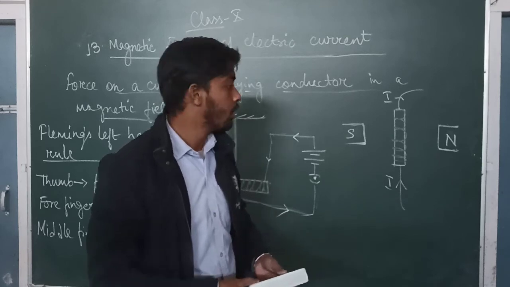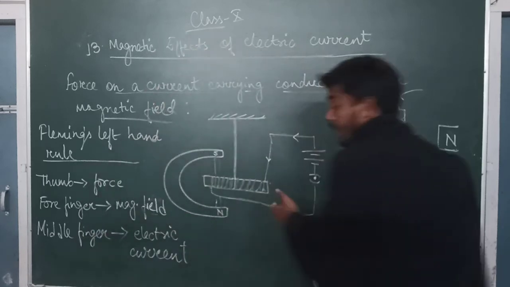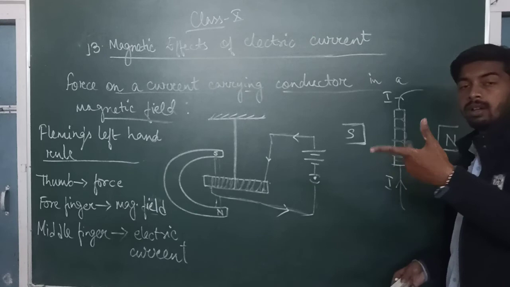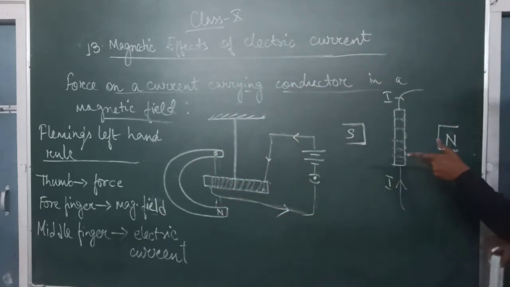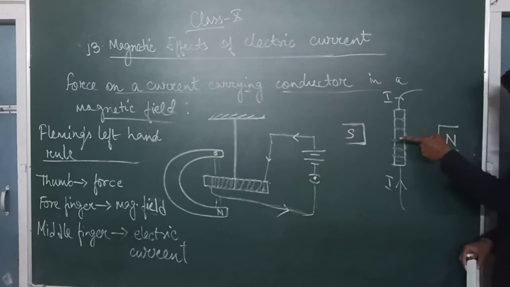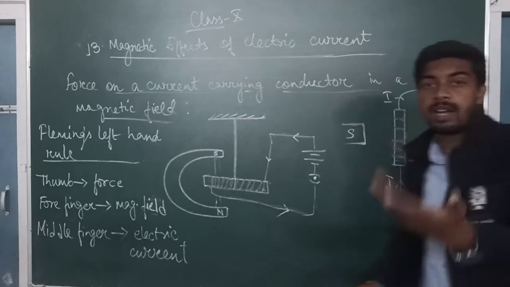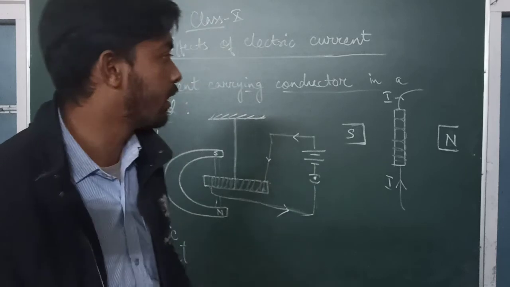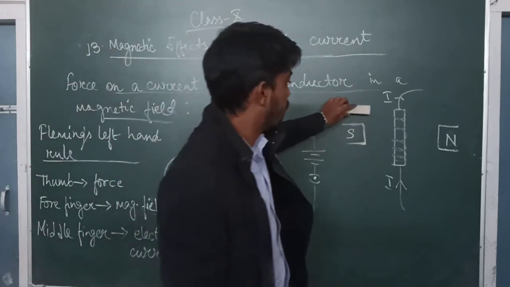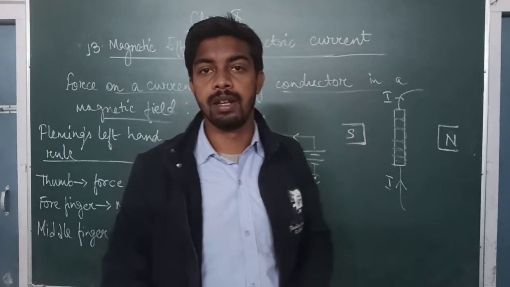In this case we want to know in which direction this conductor will tend to move. First we take our left hand and extend our fingers like this. The magnetic field is going this side, north to south, shown by the forefinger. Then our middle finger shows the direction of current, which is going up, and accordingly our force is outwards, outside of the board, towards this side. This is how we can understand the force on a current carrying conductor placed in a magnetic field.